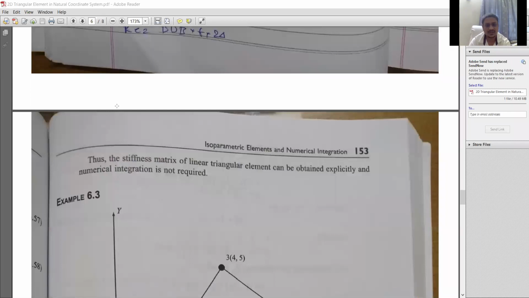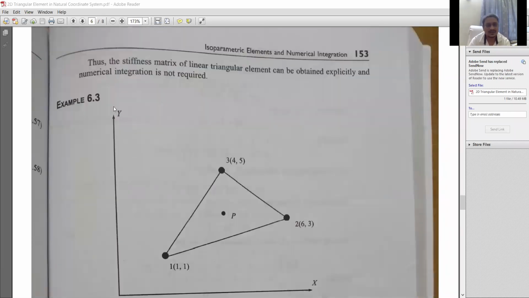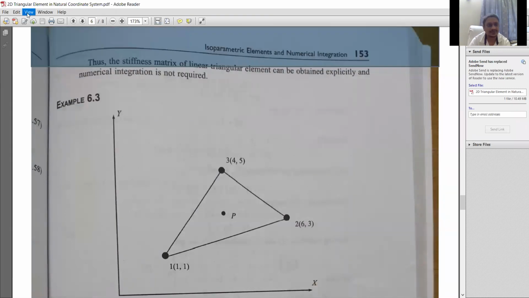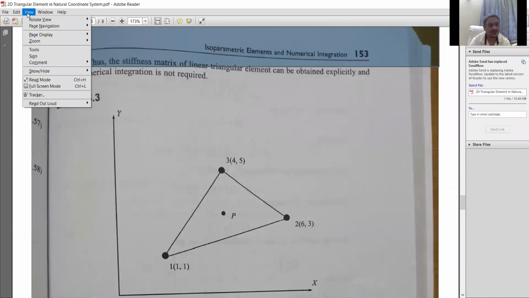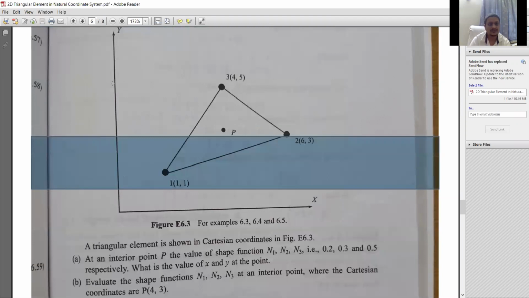So this is a book by Dr. P.N. Godbole. This is example number 6.3, on page number 153. In this particular problem, what is asked? This is a triangular element, and we can see this triangular element basically has three nodes.